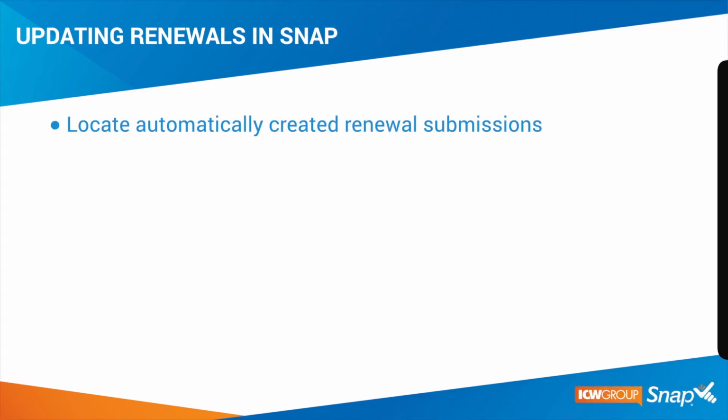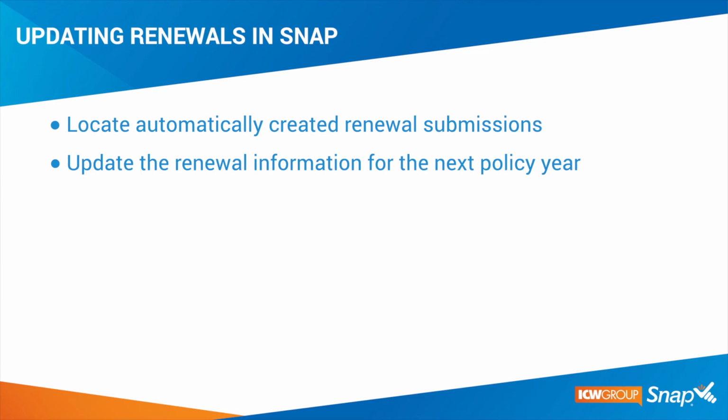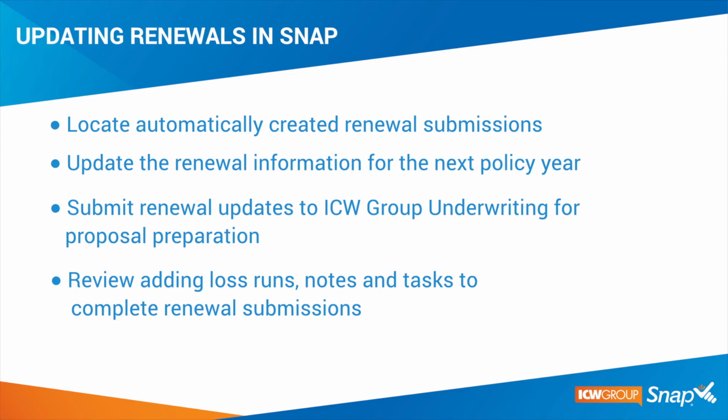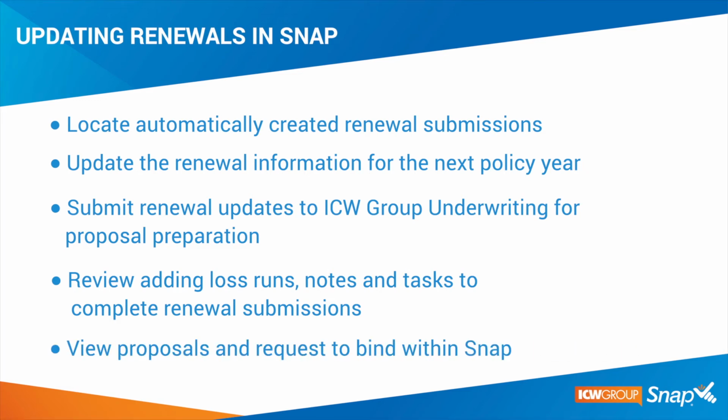In this video, we learned how to locate automatically uploaded renewal accounts, update the renewal information for the next policy year, submit renewal updates to ICW Group Business Development Underwriters for proposal creation, review added loss runs, notes, and tasks to complete renewal submissions, and view proposals and request to bind within Snap.